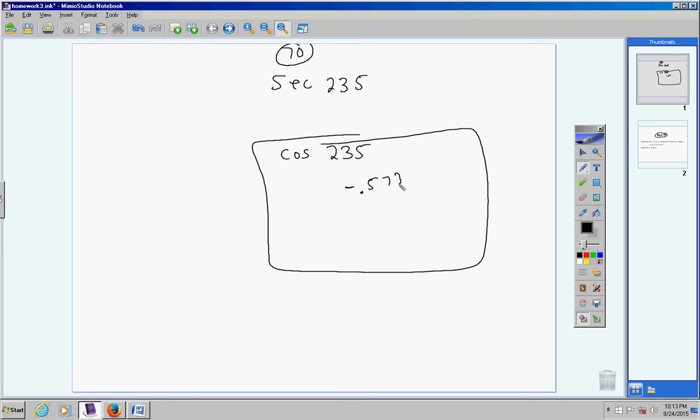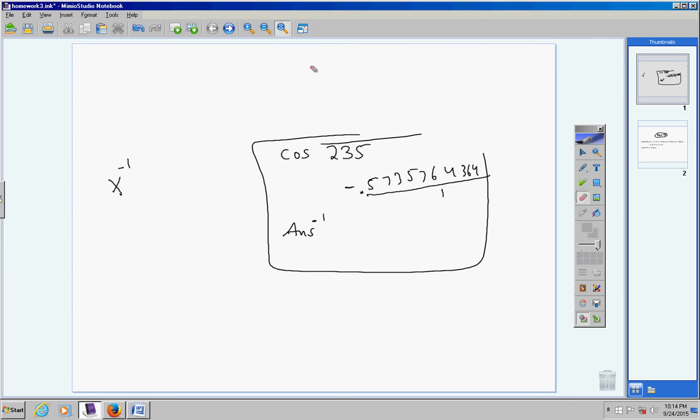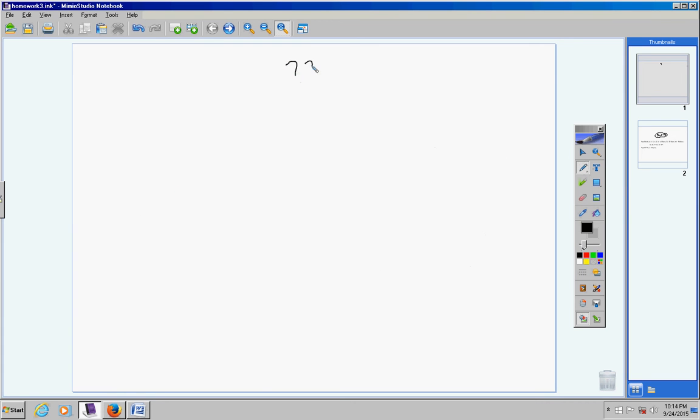Negative 0.5735764364. Now, without pushing anything else, go to the left side of your calculator and push this button right here, okay? When you do, this is going to pop up on your screen. Then hit enter, and you'll get the correct answer, which is negative 1.7434. What you did by pushing this button here is it took this right here over 1 and it flipped it, which is this right here. So x to the negative 1 gives you the inverse, okay? Alright, moving on to number 72. The cosecant of negative 320.